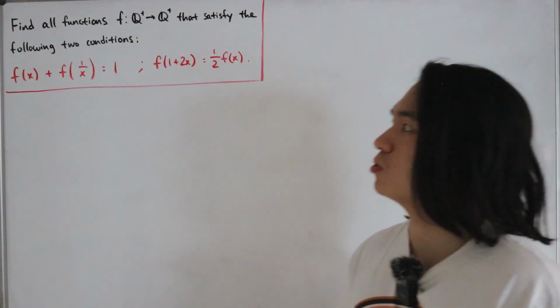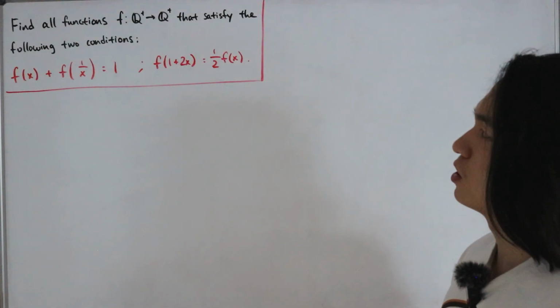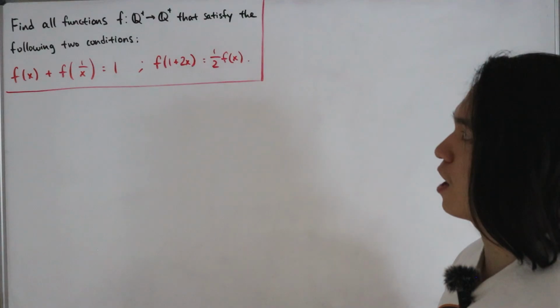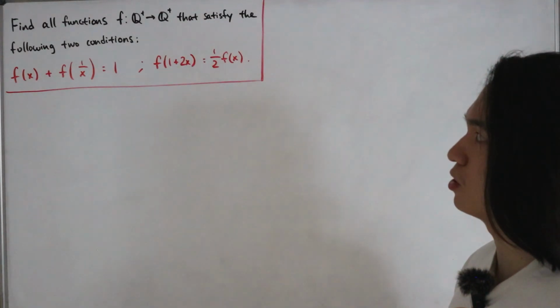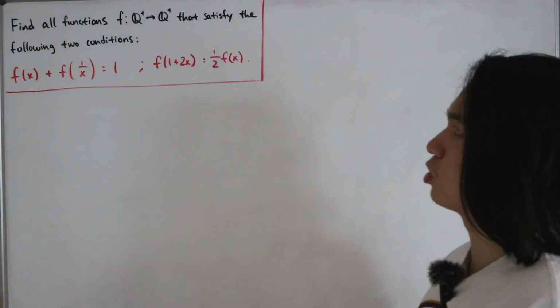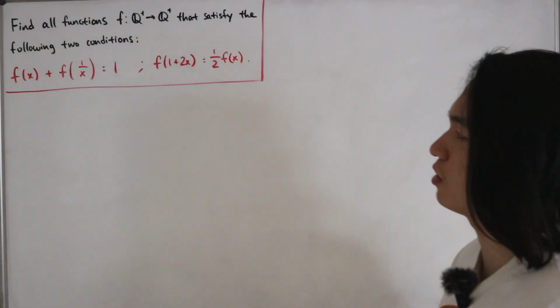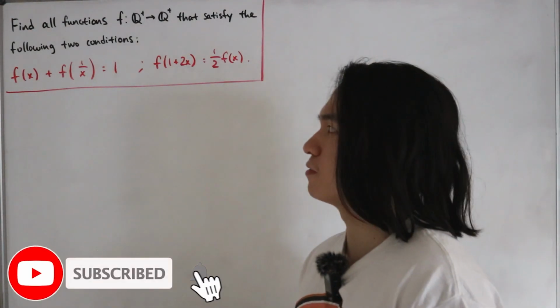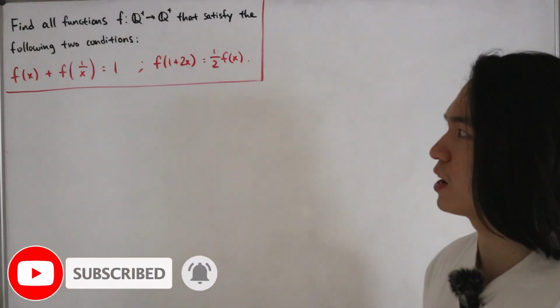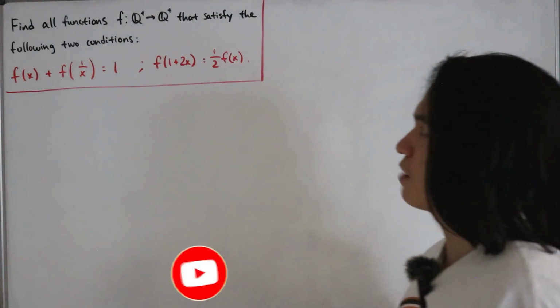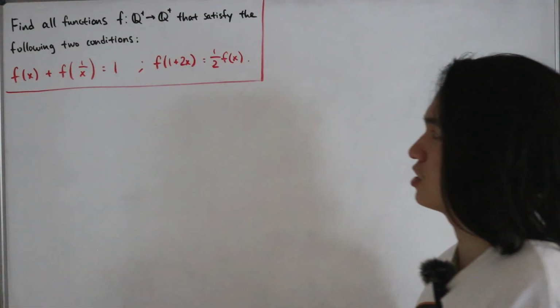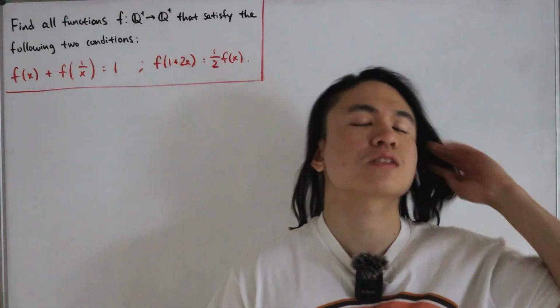Here's a nice little functional equation that we would like to solve. We want to find all functions f that map from the positive rational numbers to the codomain of the positive rational numbers that satisfy these following two conditions. We have that f of x plus f of 1 divided by x equals 1, and then f of 1 plus 2x is equal to 1/2 times f of x.